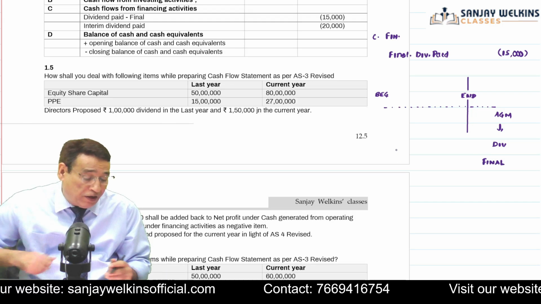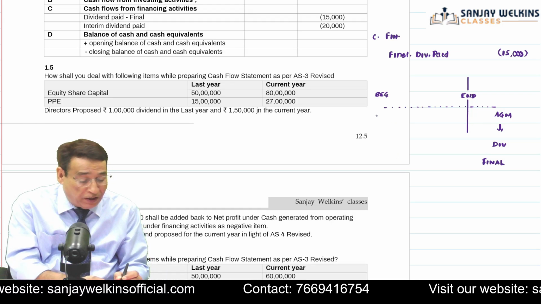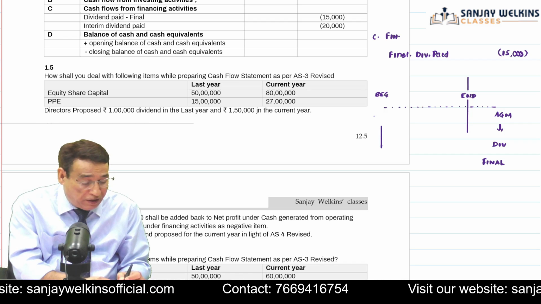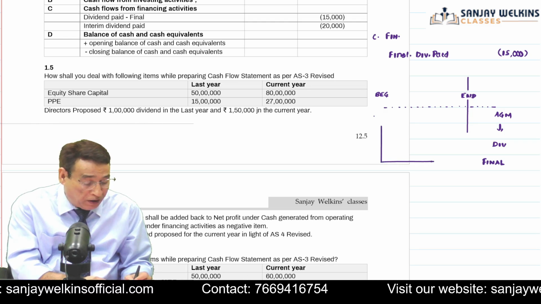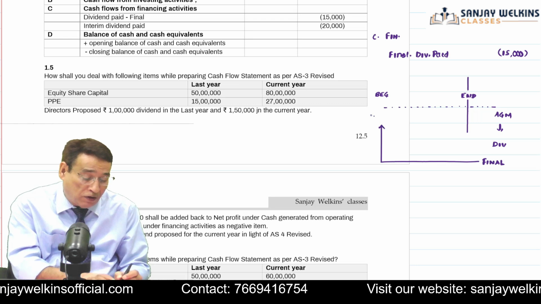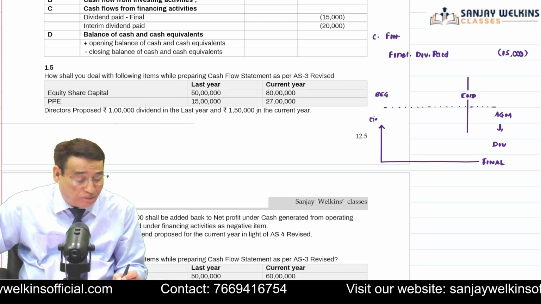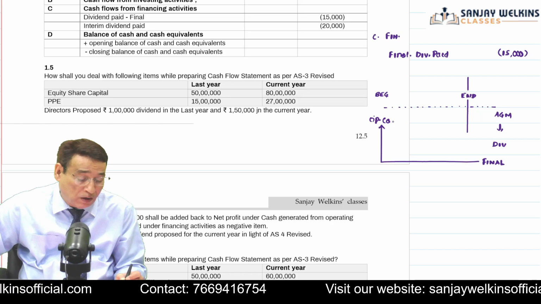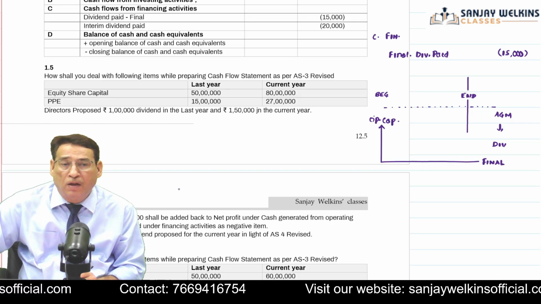And final dividend is always computed on the opening capital. Is it clear to you or not? Final dividend will always be computed on the opening capital, that means last year's capital.